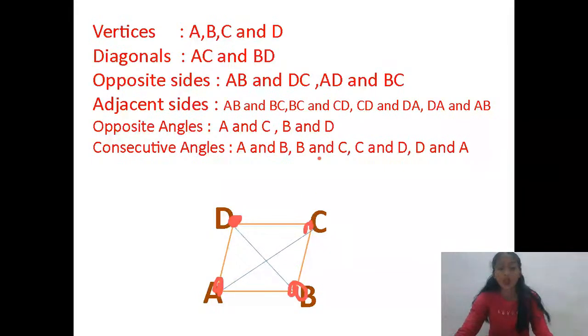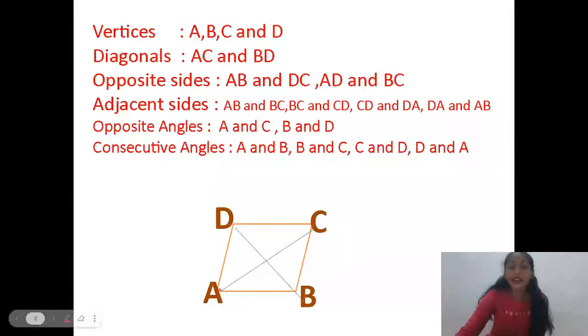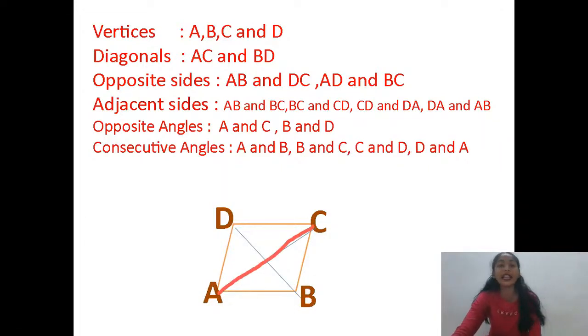Diagonals. What are diagonals? Diagonals are these lines, that is AC and BD are diagonals. They divide a quadrilateral into two different halves. So they are called diagonals. That is AC and BD are diagonals.